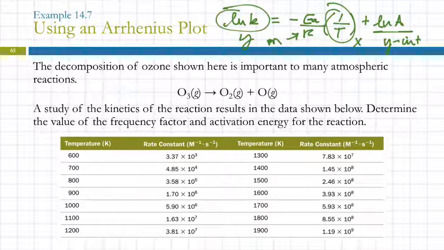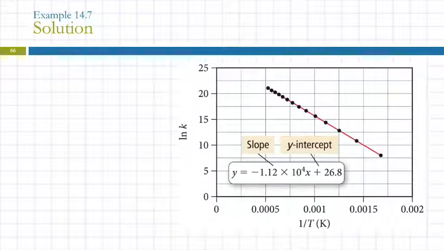We'd have to take that temperature. It's already in Kelvin, so we don't have to convert it. But we need 1 over the temperature. And we need that rate constant, and we need the natural log of the rate constant. So you would do those calculations and graph the data, and this is the graph you would end up with.